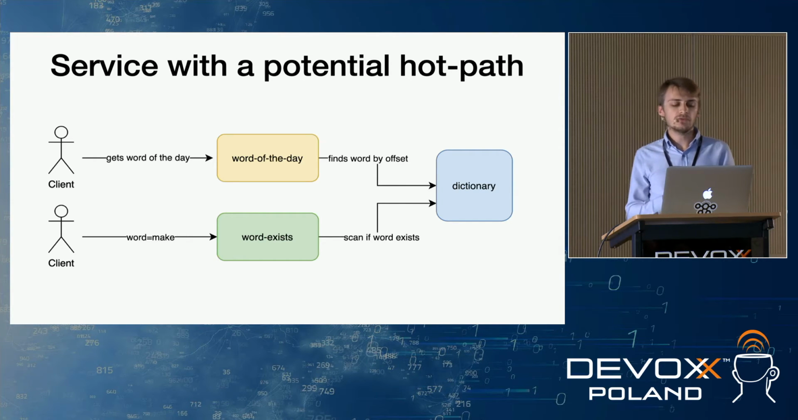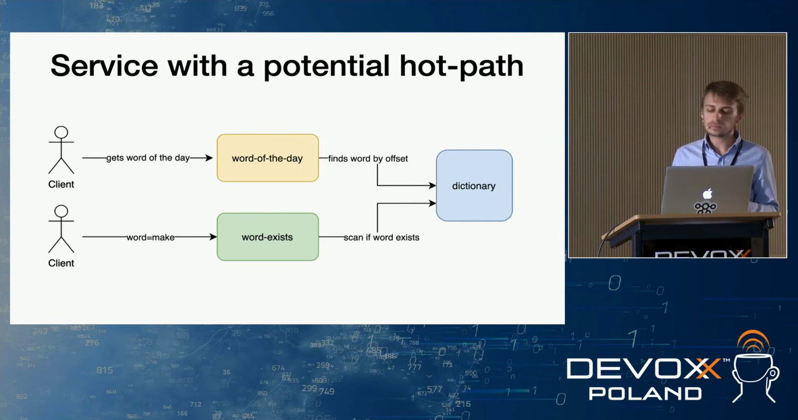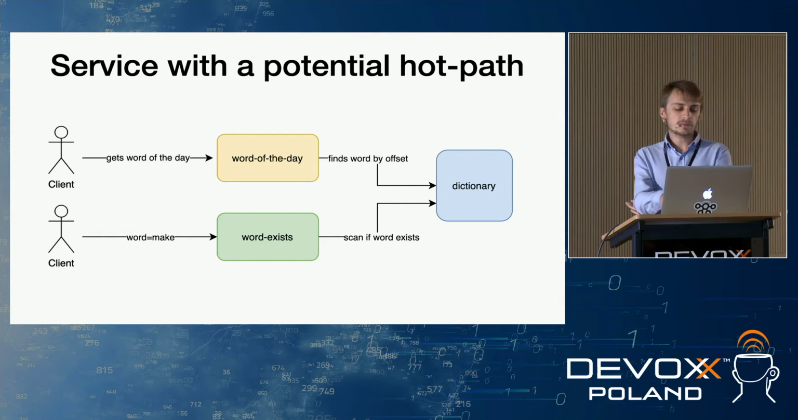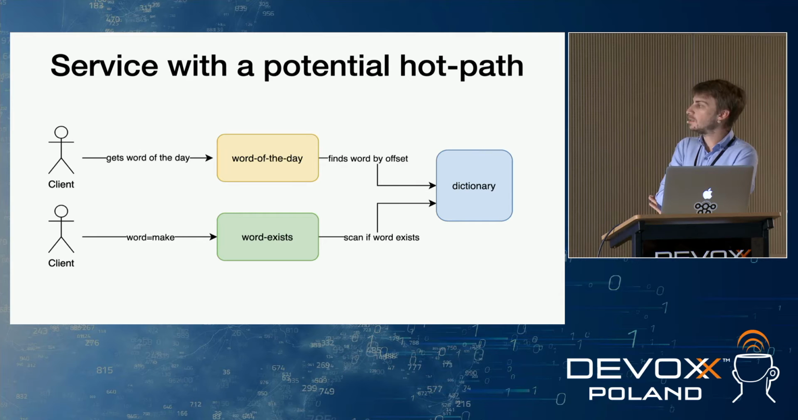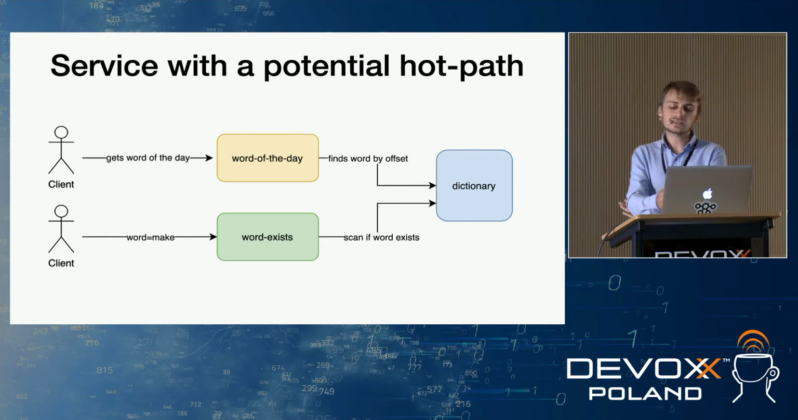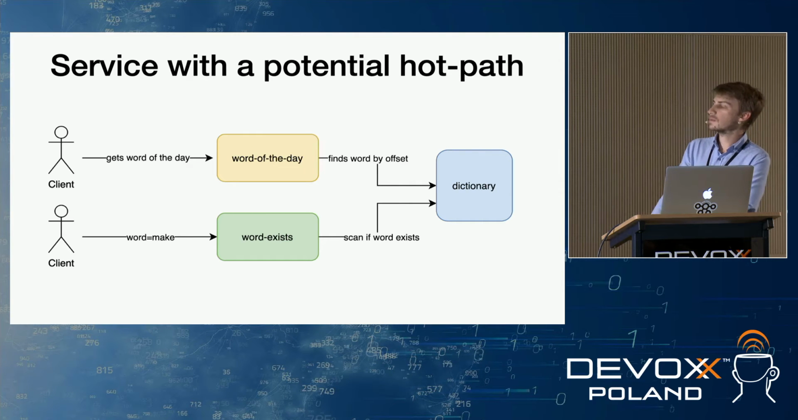So let's say that we have a WordService that has two functionalities exposed under two API endpoints. The first functionality that it offers is getting the word of the day. It calculates the offset specific to the current date and returns the word with an index equal to this offset. And the second functionality is just validating the word. The user is passing the word as a query parameter, and the service scans the dictionary for its existence and returns the information about its existence in the response body.